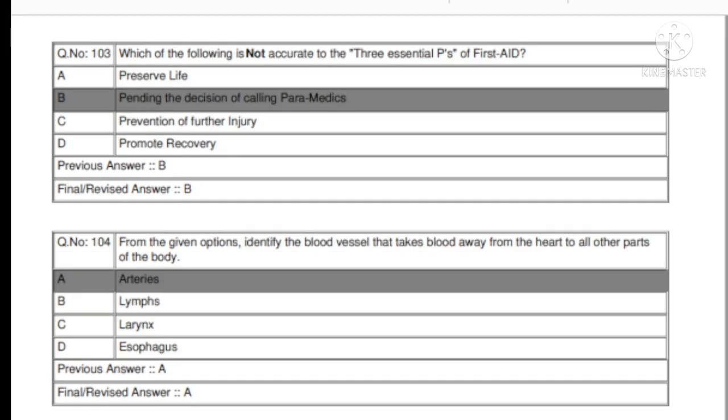Question number 103. Which of the following is not accurate to the three essential P's of first aid? A. Preserve life. B. Pending the decision of calling the paramedics. C. Prevention of further injury. D. Promote recovery. The three essential P's of first aid are preserve life, prevention of further injury, promote recovery. Not pending the decision of calling paramedics. So its answer is B.